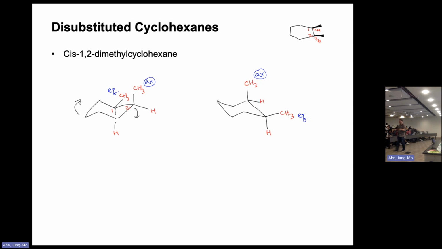So the equatorial one's fine. How many axial substituents are there? That's critical. You have one axial substituent in this chair conformation. In the other chair conformation, you still have one axial substituent. So both are going to have the same energy, because each axial substituent raises the energy by one unit, and you have one in each chair conformation. So these two have equal energies. What that means is that the chair conformation of this compound can be drawn this way or the other way, because they're going to be equally populated.